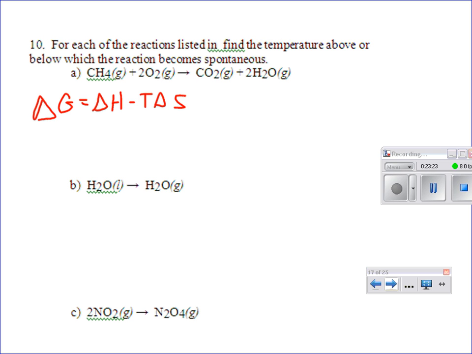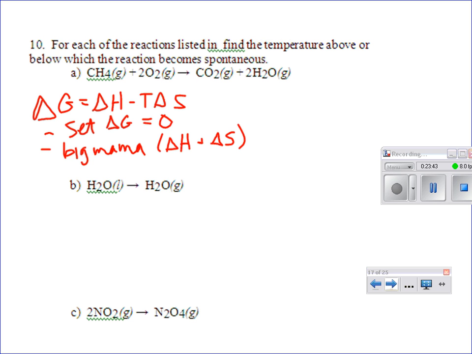We're not going to do it. I'm just going to talk you through the steps. What would be the first thing we do here? We're going to set delta G to 0 because we're looking for the point at which it becomes spontaneous. What would be the next thing we'd do? Big Mama to find what? To find delta H and delta S. Plug it in, but what's one thing you need to watch for? You have to convert units to be the same, because on every table, your entropy is in joules per mole Kelvin and your enthalpy is in kilojoules per mole.